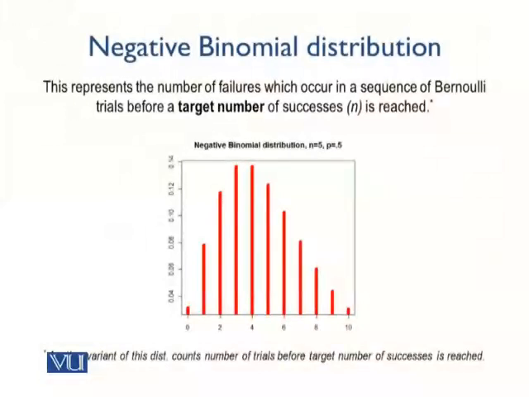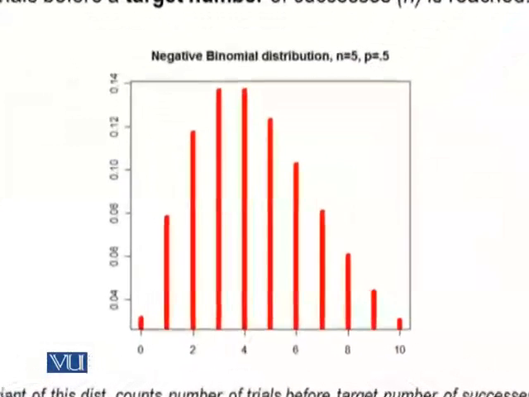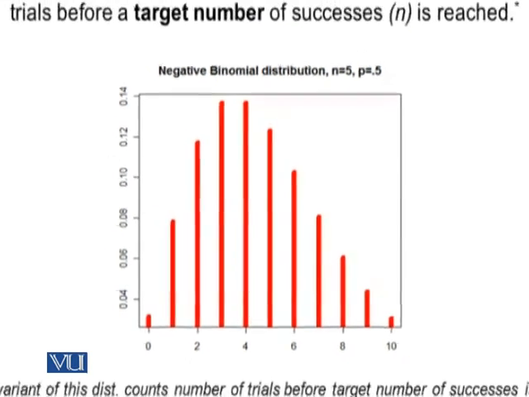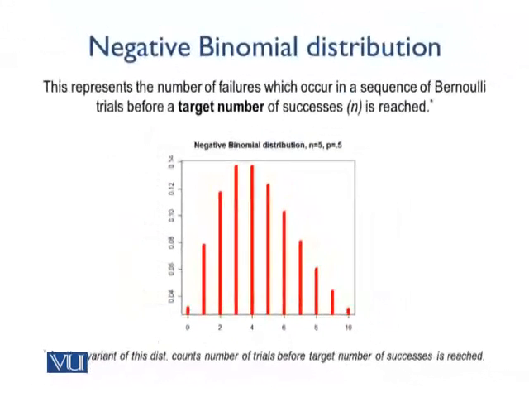You can see on your screen now a PMF which corresponds to a negative binomial distribution, in which the target number of successes as defined by n is equal to 5, and the probability of having a success is 0.5. So you expect, as you can see in the PMF, it is going to take you around 3 to 4 failures before you have 5 successes. The probability of having 0 failures before 5 successes is actually quite small, less than 0.04. And you have a whole distribution, as can be seen on the screen.